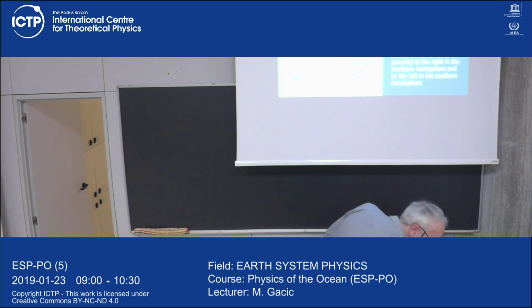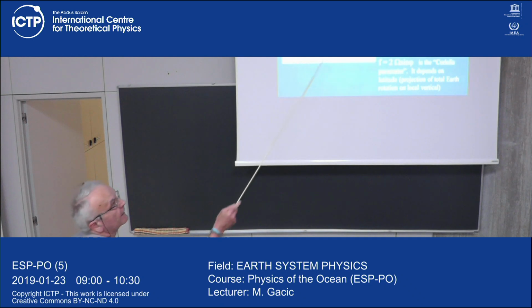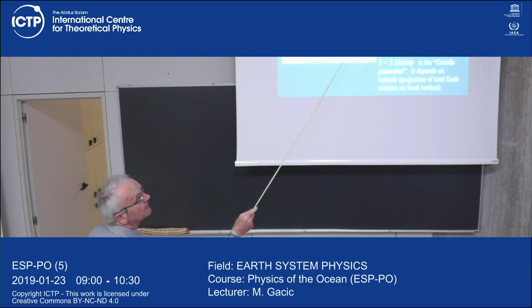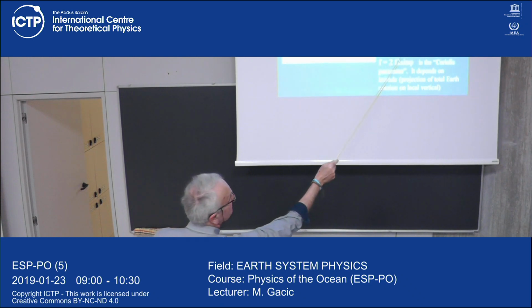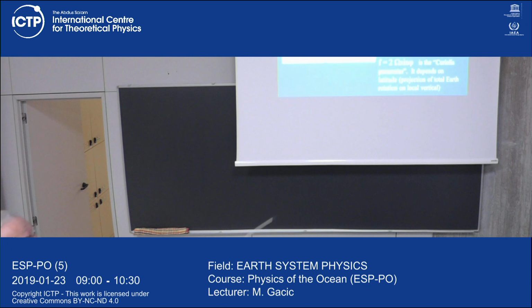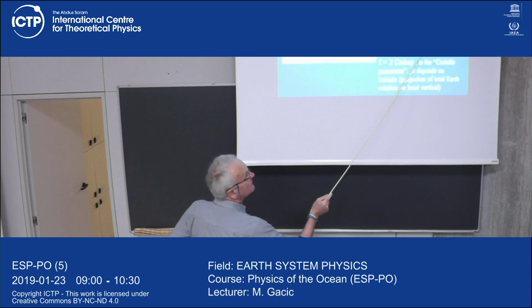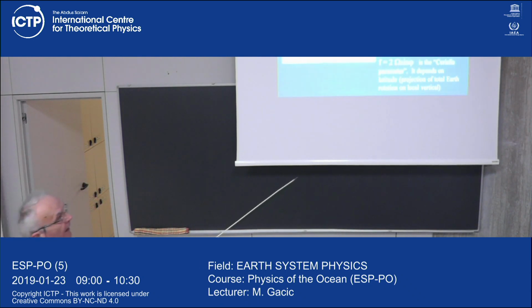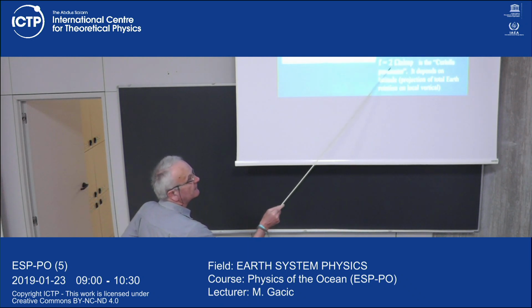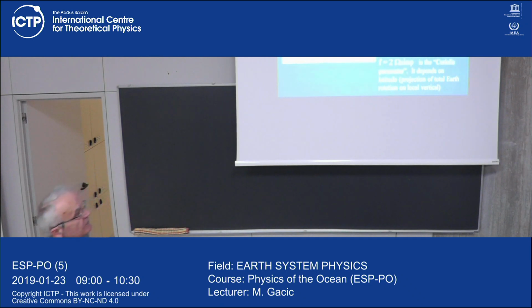Let's see. As I told you before, we have to introduce additional terms in the momentum equation, and the horizontal motion is much greater than vertical. So in the x momentum equation we introduce this term here, the Coriolis term, which is proportional to the velocity perpendicular to the x-axis. In the y momentum equation, we introduce this term, proportional to the velocity perpendicular to the y-axis. The f is the Coriolis parameter. It depends on latitude and the projection of the total Earth rotation on the local vertical.